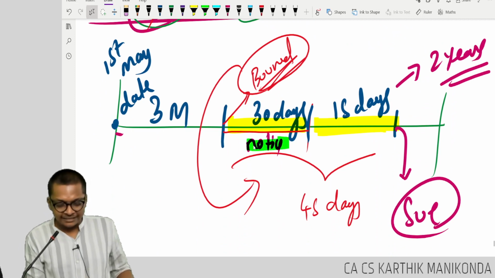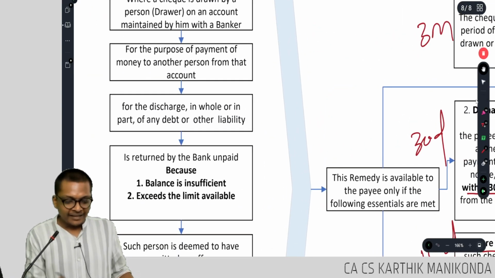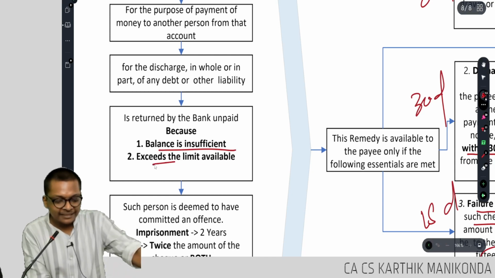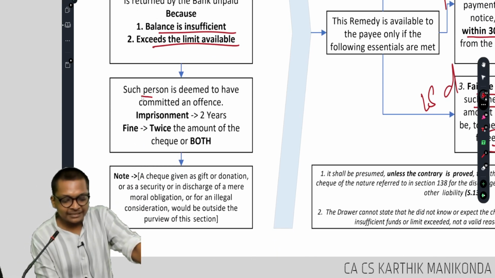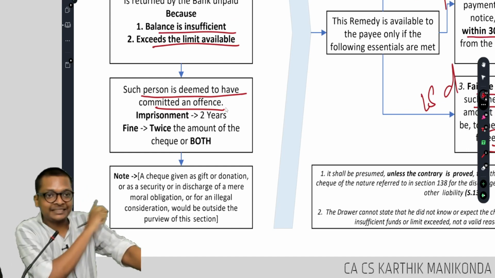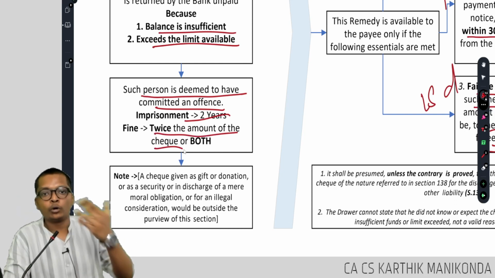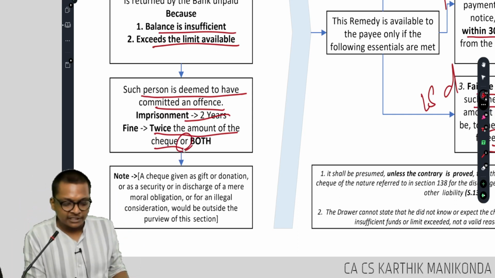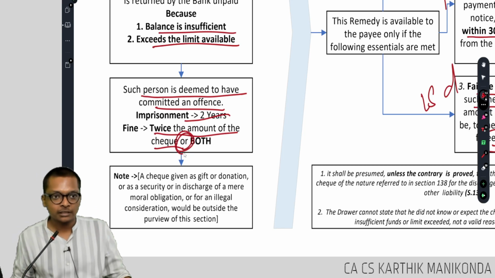Are you getting it? So 30 days is the notice. Now what happens? Look at the liability, guys. Same thing. Where the check is returned because balance is insufficient or limit is exceeded, credit card limit exceeded, all of that, then such person is deemed to have committed an offence after the time period: 3 months, 30 days, 15 days. Imprisonment up to 2 years, and fine up to twice the amount of the check, or both. If the check is for 1 lakh, pay 2 lakhs fine plus 2 years imprisonment. The court can decide, it's or. Depending upon the magnitude of the offence, the court will decide. Are you following, guys? Clear?